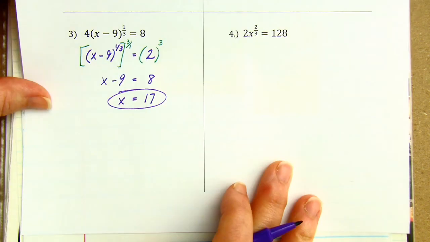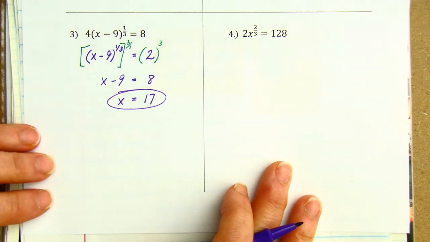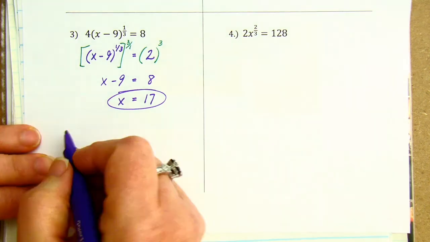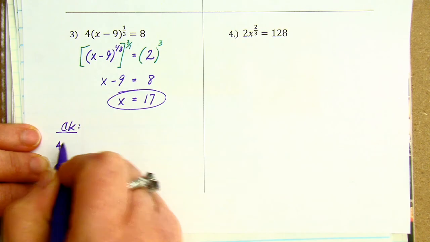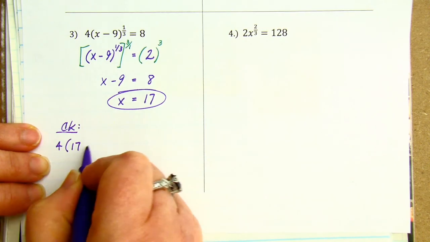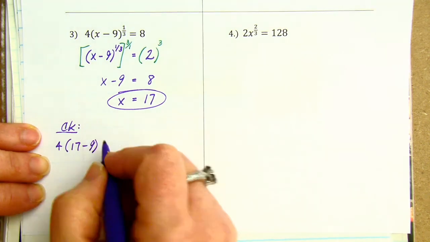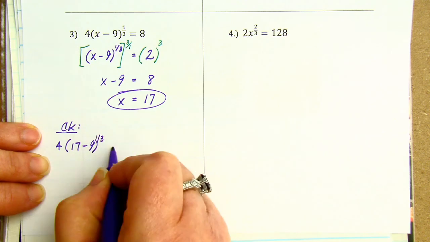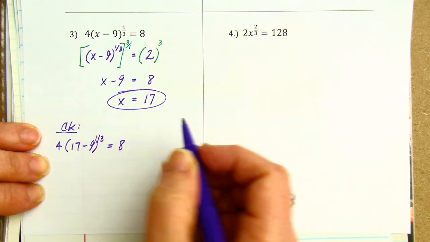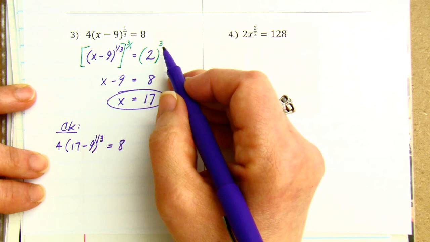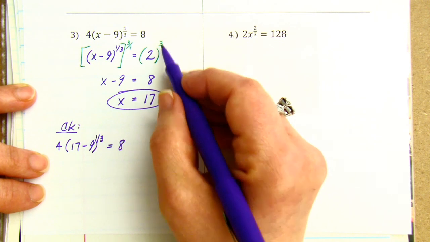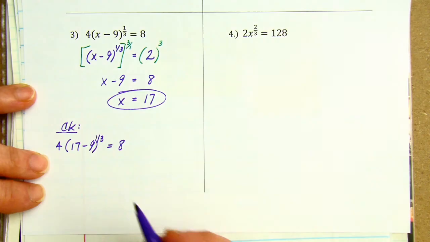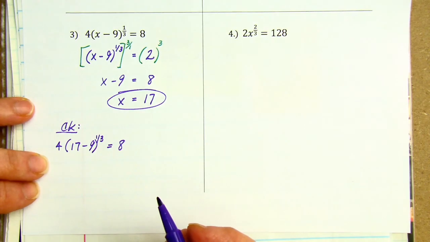Now, sometimes you do get extraneous solutions with these, so it is important to check. In parentheses, my x is 17, minus 9, to the 1/3 equals 8. Now remember, we didn't use plus or minus here because we're not even taking a root. There is no root. That's 3 over 1, power over root. We're just raising it to the power, in case you were wondering.